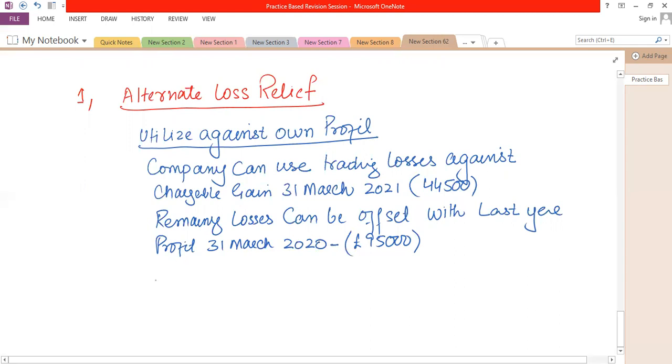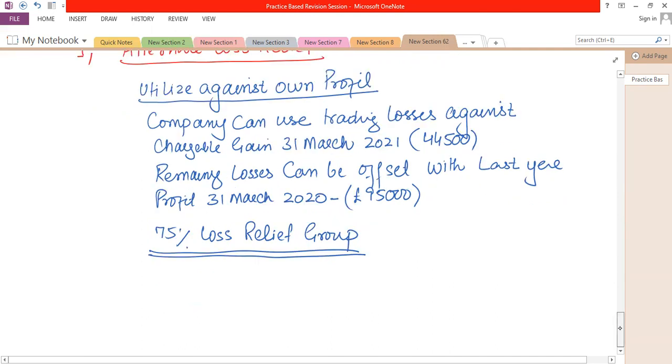So second is a 75% loss relief group. Why am I not using the carry forward option? It is available for the business, but I'm not using it. It has been mentioned not to discuss the carry forward option. That's why. So Janus PLC is having a loss, right?